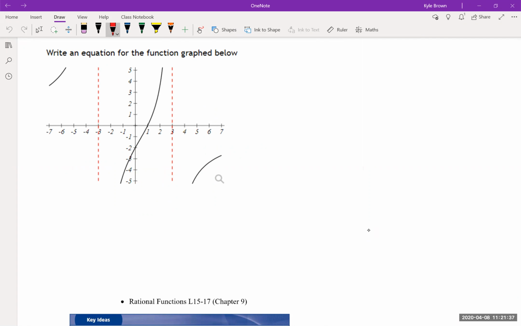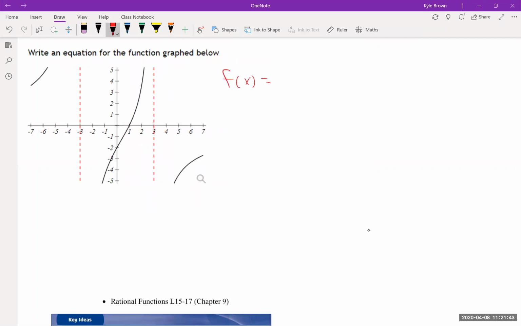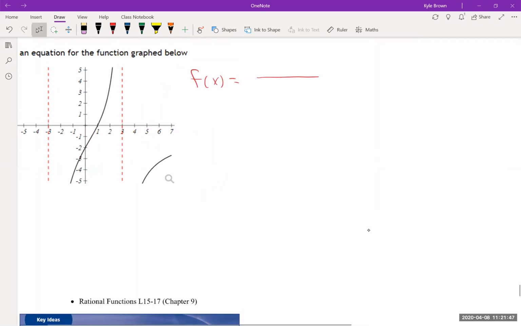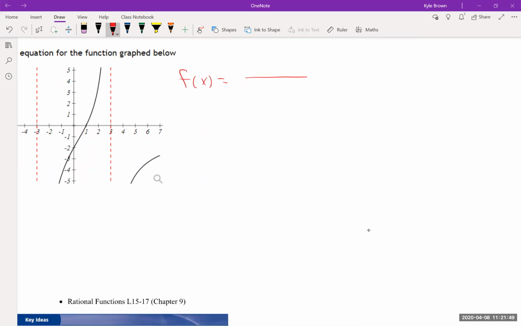So I think a good way to start on these ones is I'm going to say, okay, well, f of x, I'll write it up here. F of x is going to be equal to, and then if I have asymptotes at 3 and -3, I know my bottom is going to be this, x minus 3 and x plus 3. Right? So that will be the case. Now I've got to figure out the top.